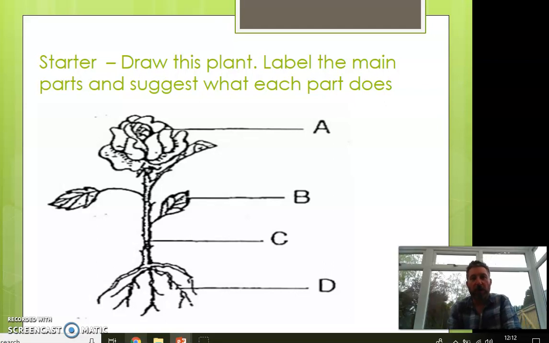Right, so here's a starter. Feel free to pause this and have a sketch of this plant. Ironically, this is my son's homework at the moment, to label these parts of a plant. So if you want to pause the video and see if you can identify what A, B, C and D are and what they do, we'll have a look at the answer in a second.